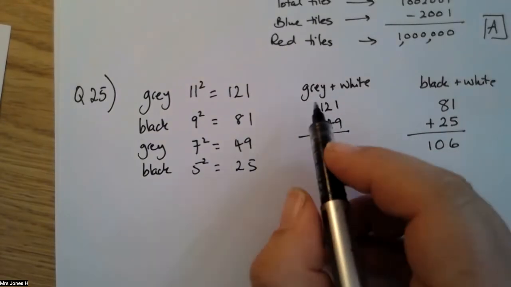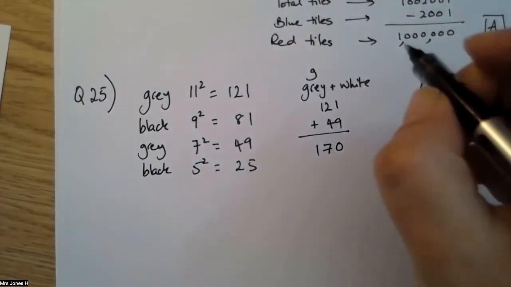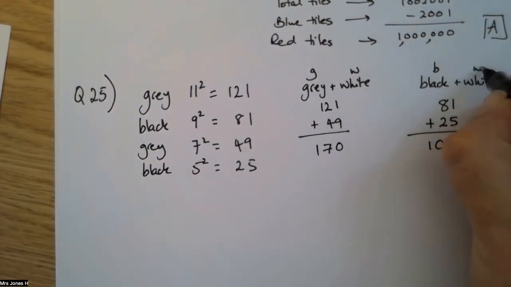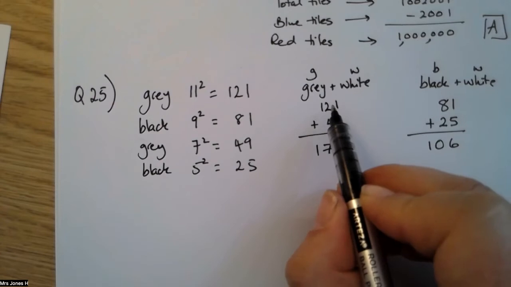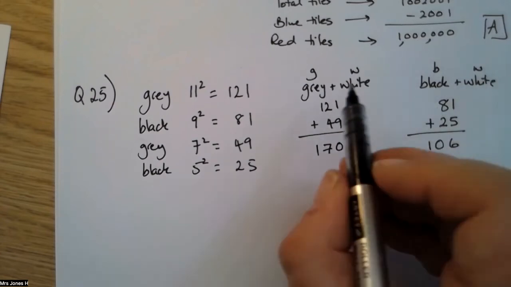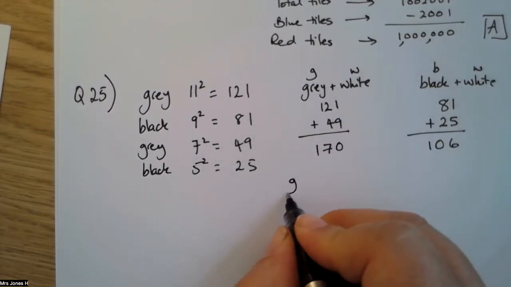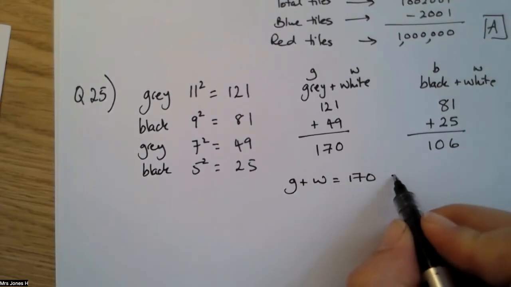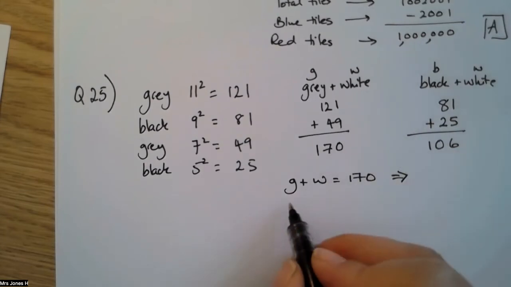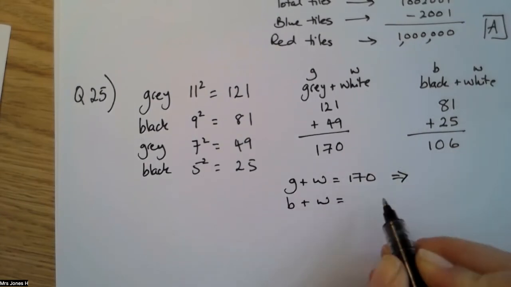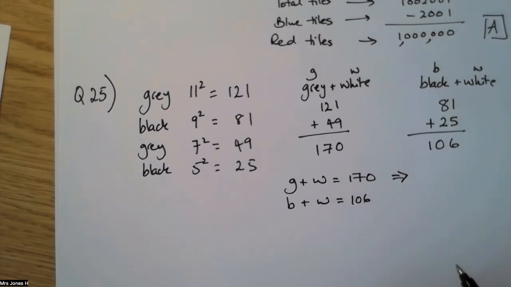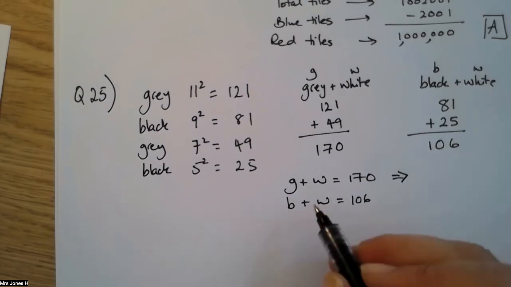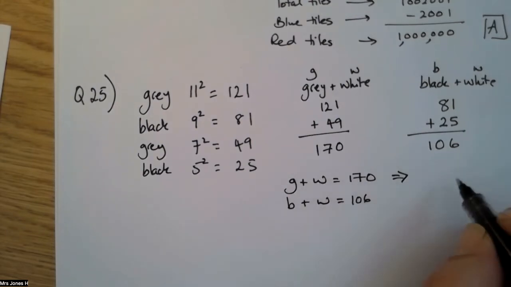So we know if we said that grey was a G and white was a W, black was a B, white is exactly the same whether we're adding it to the black or adding it to the grey, so it's the same letter. So I can say that G plus W equals 170. And if I rearrange, I'm going to write this one as well, B plus W equals 106. So if I rearrange that, I've got the same term here. In fact, I could just subtract, but let me rearrange first.